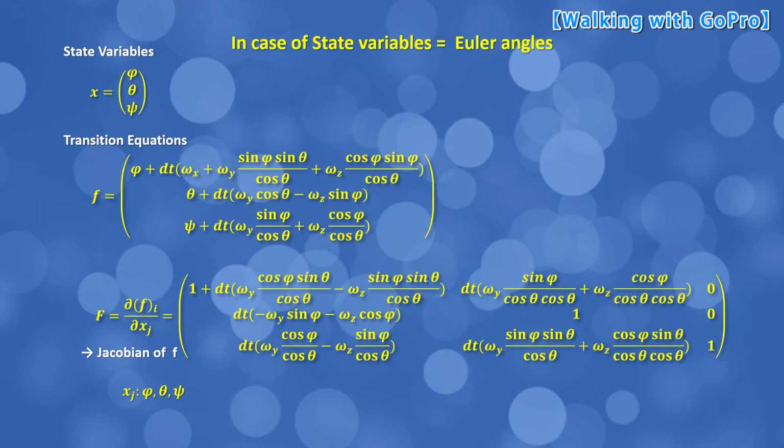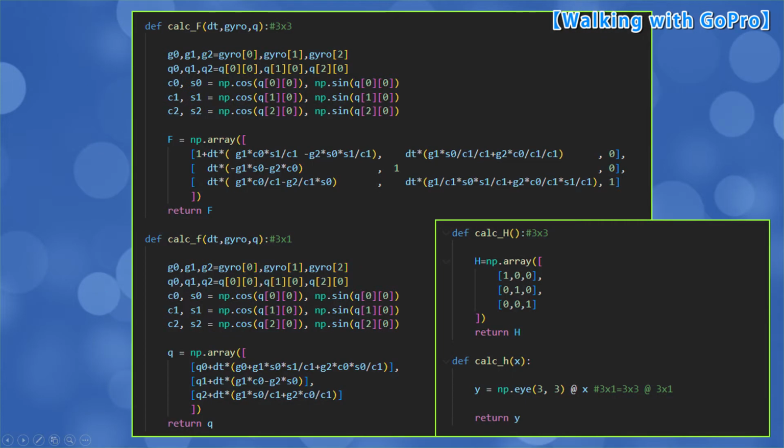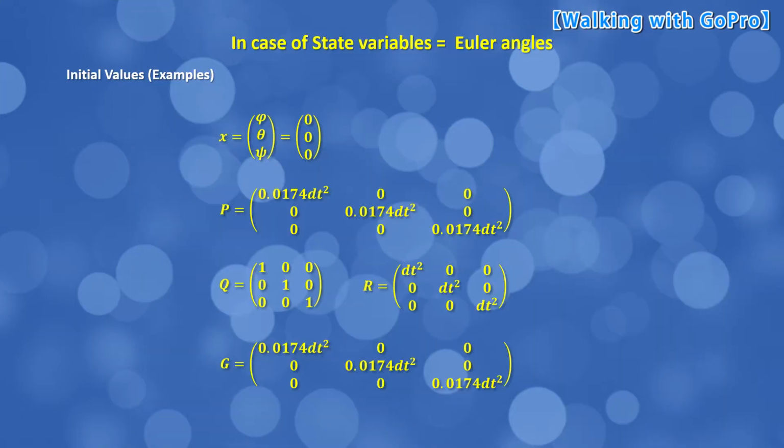In case Euler angles are used as the state variables, it looks like this. Functions defined on the Python code look like these. Finally, initial values. Just examples.